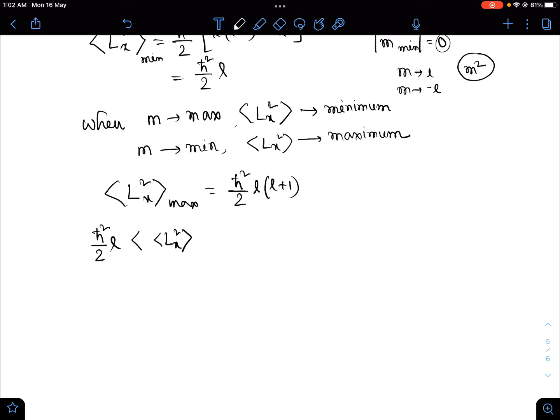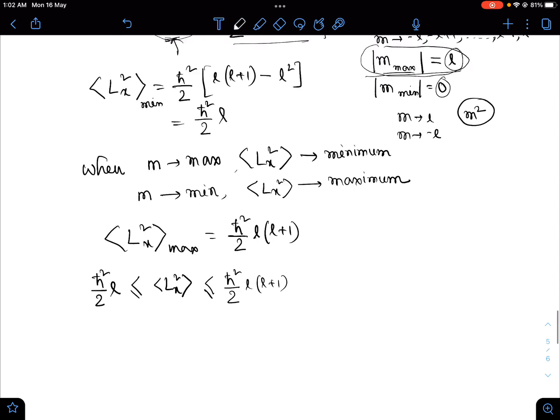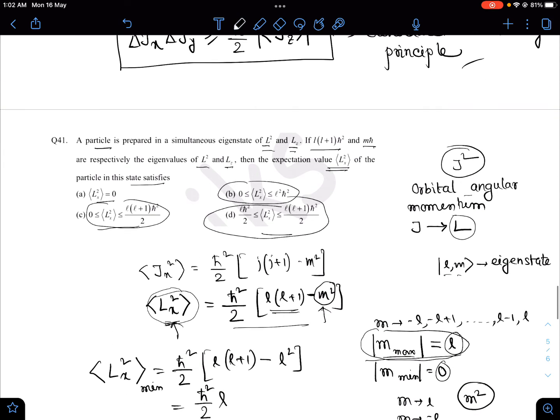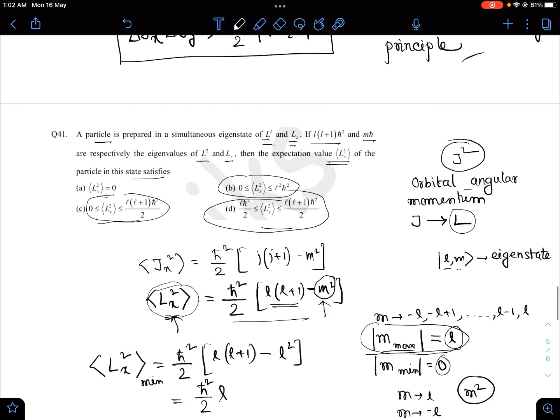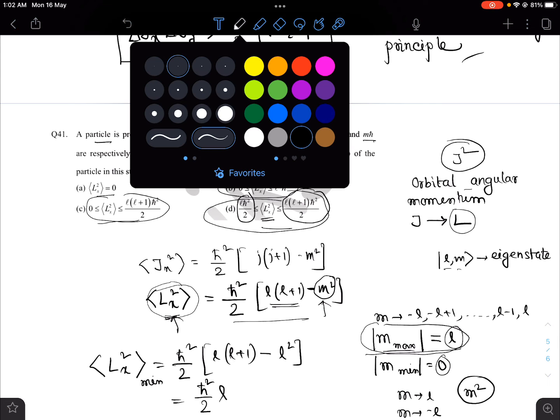So the Lx squared value must be greater than this, and it must be less than ħ² by 2 times L into L plus 1. So less than or equal to and greater than or equal to. Let us check which is our correct option. So option D is correct. I mean, the Lx squared value must be greater than this and it must be less than this. So this is our correct answer.